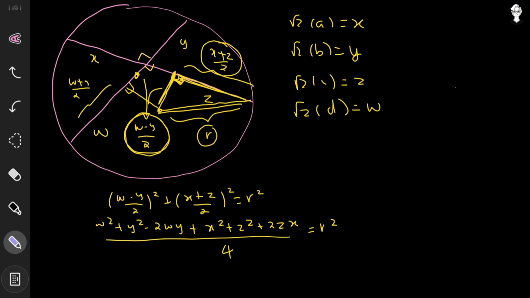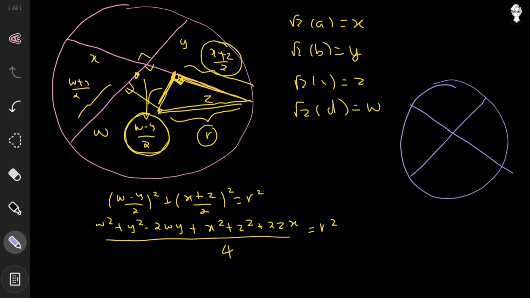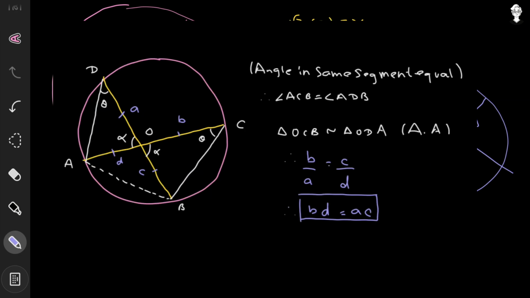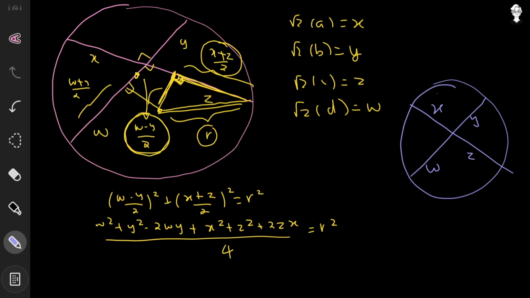So we were having things this way, a circle and two chords that are intersecting, and the lengths of these specific line segments were x, y, z and w. So now here we can simply apply the intersecting chord theorem. The proof is on the screen. As per the theorem that we just saw, x into z would be equal to y into w.